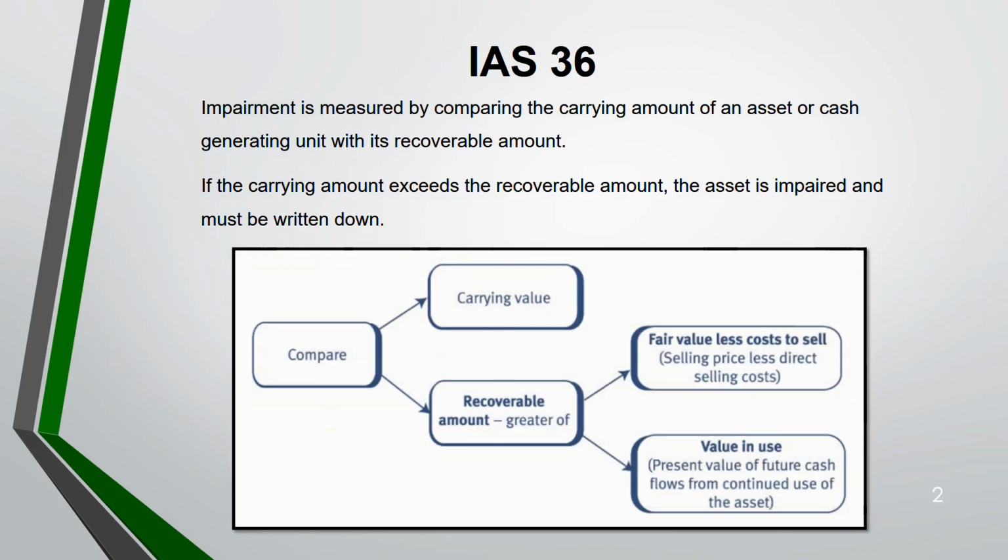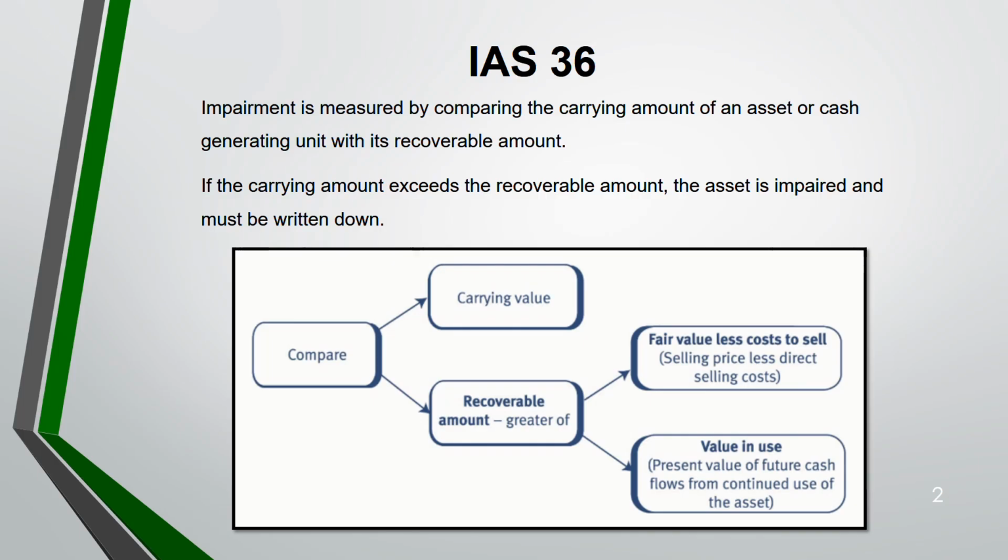So, this is a picture. Compare carrying value with the recoverable amount, and recoverable amount is the greater of fair value less cost to sell and value in use. Fair value less cost to sell: how will you get it? You will be given the selling price and the cost to sell it. Deduct the direct selling cost from the selling price. Next, value in use. This you have to estimate. Either they will give you the figure or you have to estimate it. How? That is the present value of your future cash flow from the continued use of the asset.